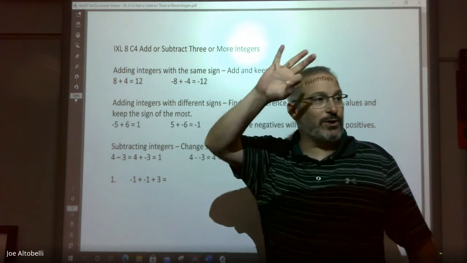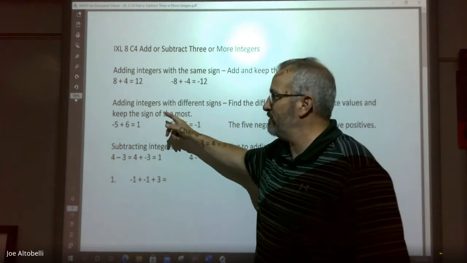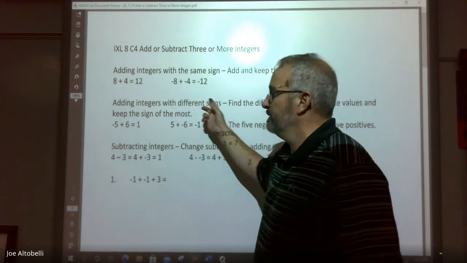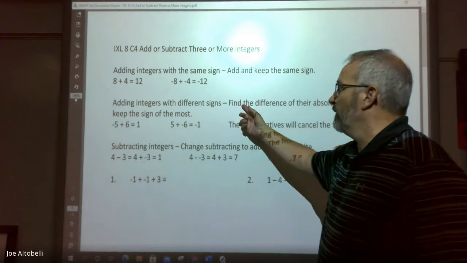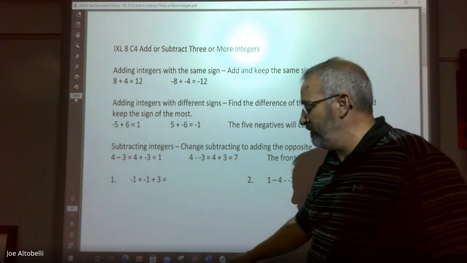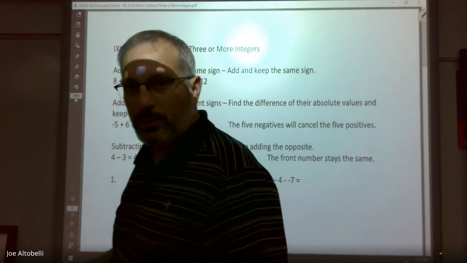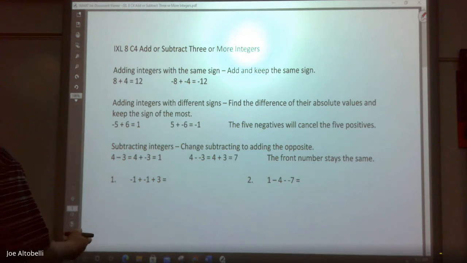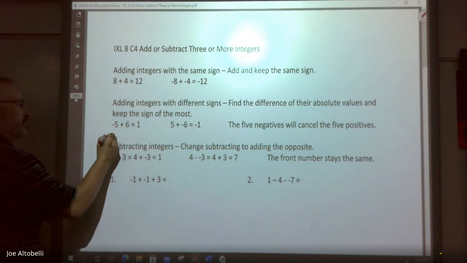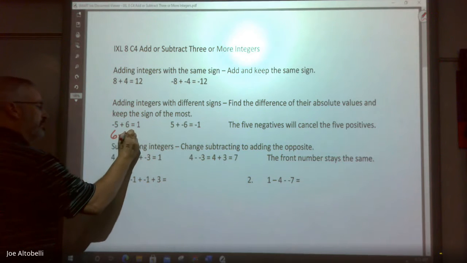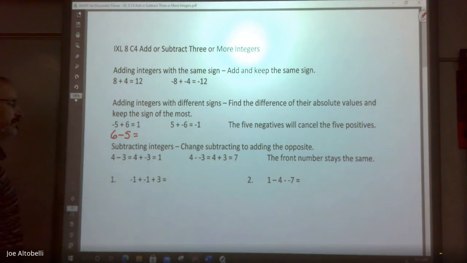Okay, this is the third day I'm explaining this rule right here. Okay? We're going to find the difference in their absolute values. I'm going to show something similar but a little different. What we're doing is figuring out what this is in our heads. Okay, so we're going to find the difference in their absolute values.